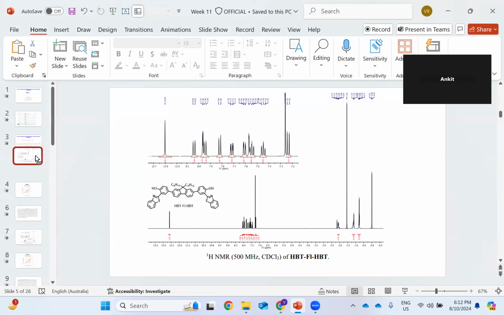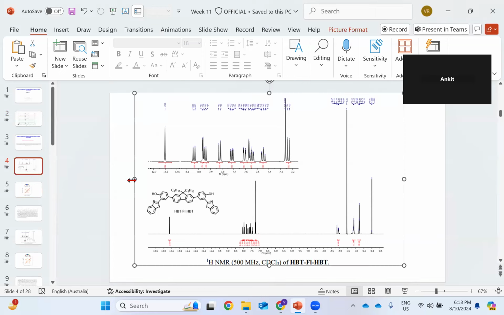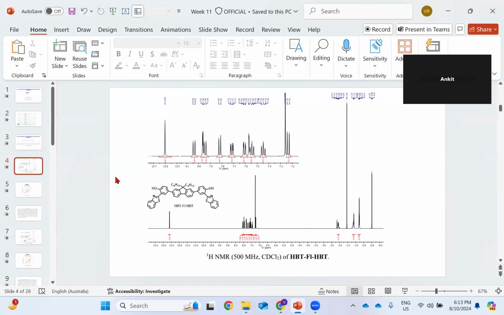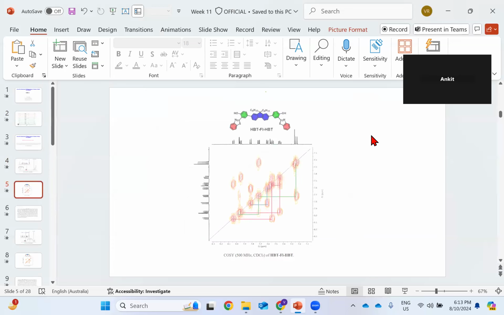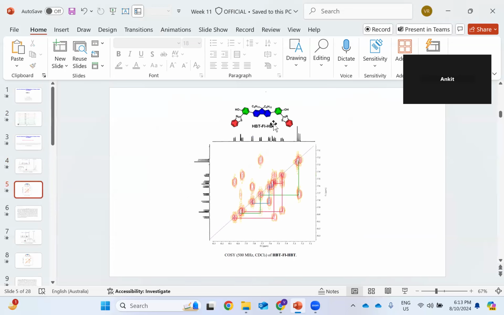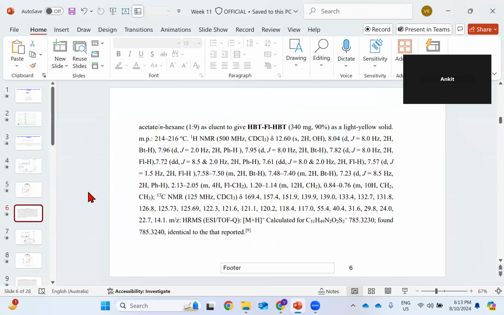In the last lecture, we saw there are multiple techniques that assist us in identifying the structure of a molecule. I used 1H NMR as well as COSY NMR spectra, assigned the NMR signals of the compound, and characterized the full spectra of this molecule. If you look here, all hydrogens in the spectra are assigned.